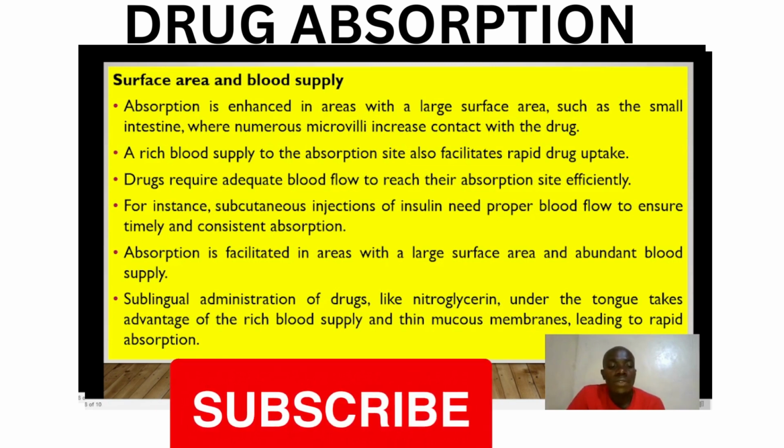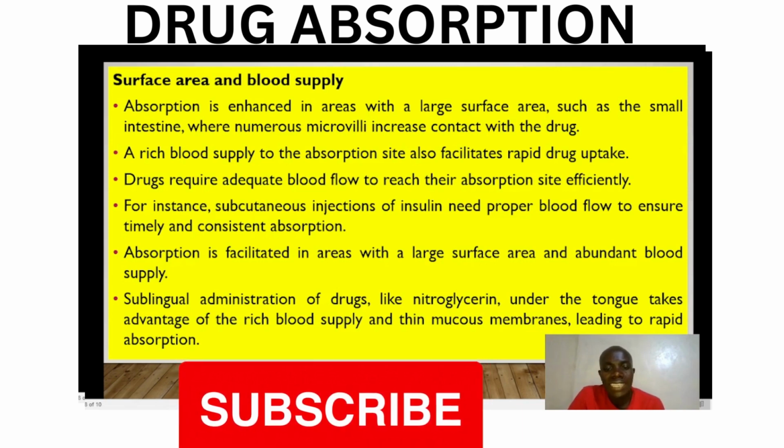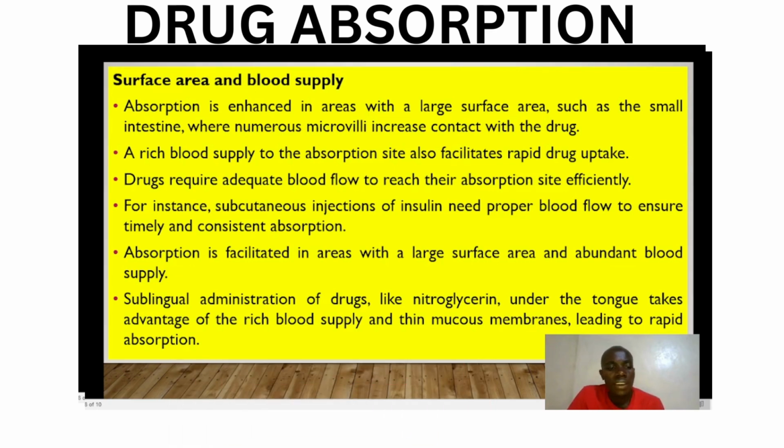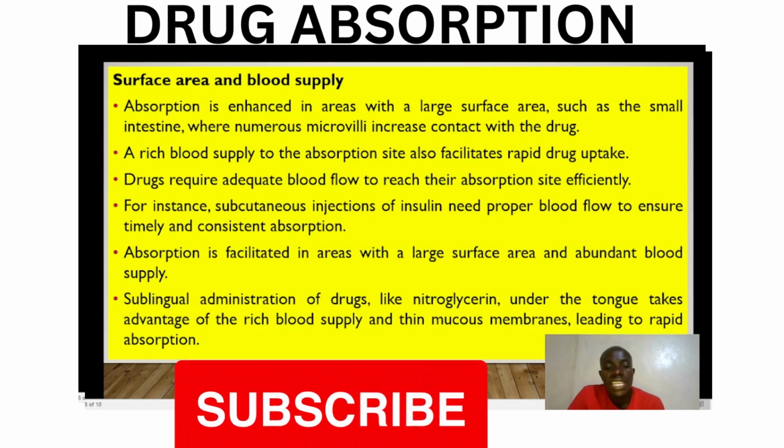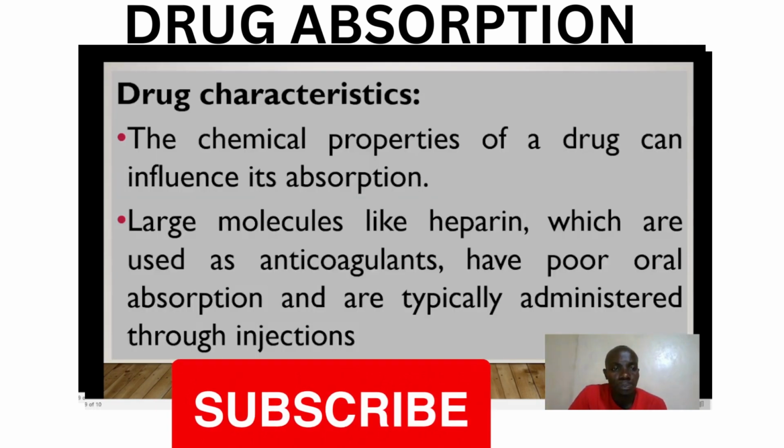We have sublingual administration of drugs. This is the best example to demonstrate blood supply. We have drugs like nitroglycerin, the one that is normally used in myocardial infarctions. This is normally put under the tongue, and it takes advantage of the rich blood supply and the thin mucous membrane, leading to rapid absorption.